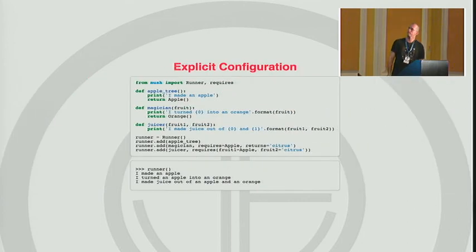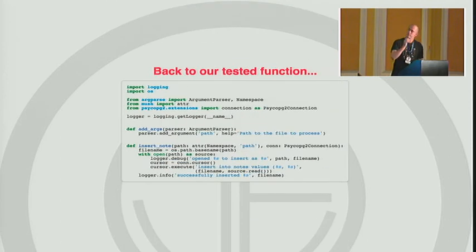The last one, and this is helpful if you're using callables that you have no control over or no right to go and molest, is that you have a runner explicitly saying what it needs, what happens with the callables at the time you add them to the runner. So here we're saying requires apple and citrus. Same again. So back to our tested function.